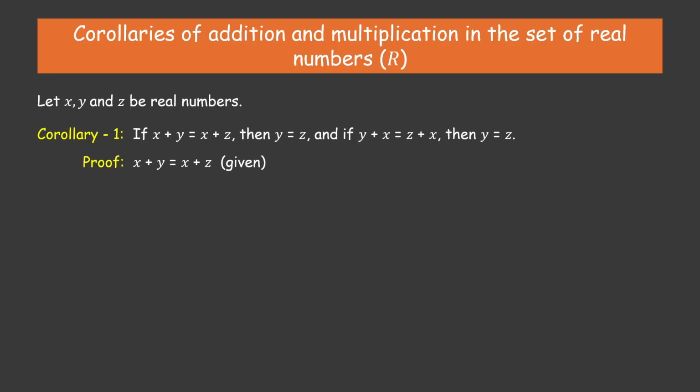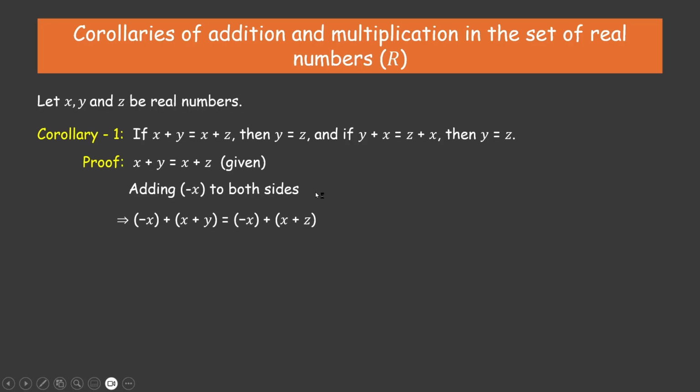It is given that x plus y is equal to x plus z. Now, if we add negative x to both the sides of the equation, we get this. We have just added negative x to both the sides. Now, if we put the x terms together in one bracket, we'll get negative x plus y. And on the right side of the equation, we get negative x plus z. So, negative x plus x, that is 0. So, we get 0 plus y is equal to 0 plus z, which gives us that y is equal to z.